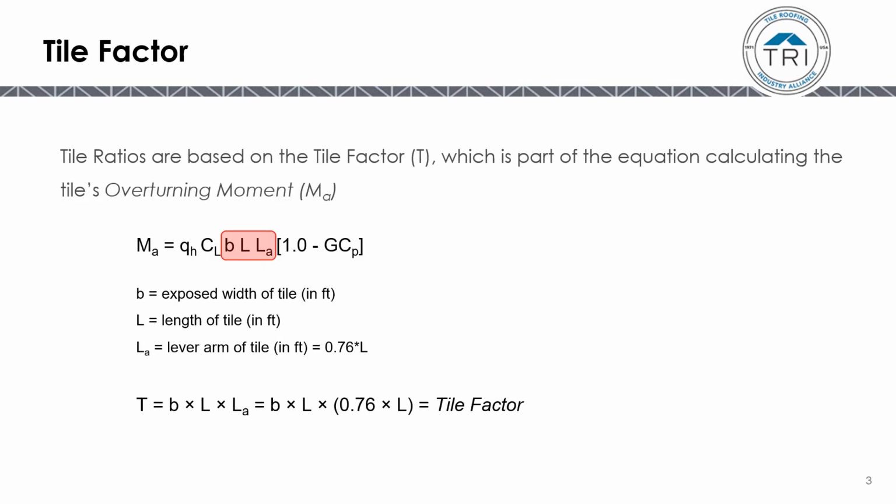The tile factor is the portion of the equation to determine the overturning moment, and is represented here, shaded in red. B times L times L sub a. B is the exposed width of the tile, L is the total length of the tile, and L sub a is the lever arm of the tile, defined as 0.76 times the length of the tile. Multiplying these together, with the measurements in feet, gives the tile factor.